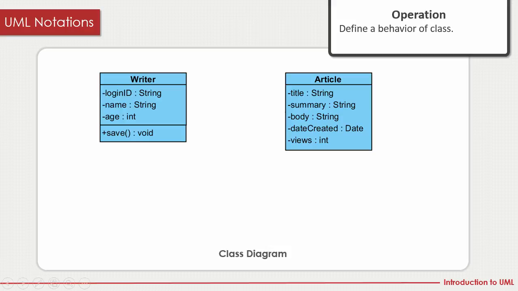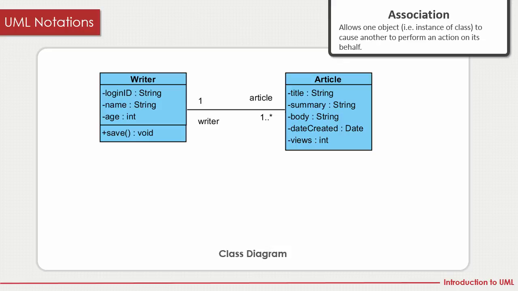In this case, the writer will have the information login ID, name, age, which are the properties, the attributes of the class writer. You cannot access the login, name, age directly. You need to retrieve or modify them through operations. For example, you have set login ID, set name, set age, etc.